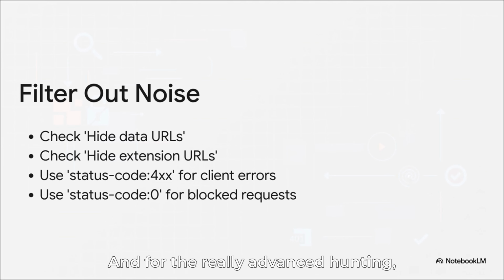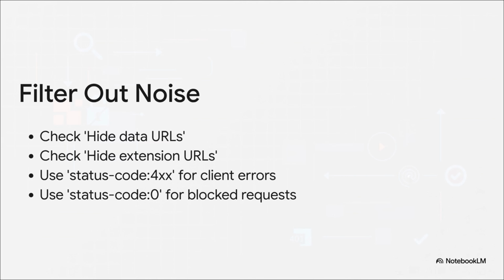And for the really advanced hunting, you can use queries directly in the filter bar. Typing status code 4xx finds all your client errors instantly. Or try typing status code 0. That's actually a unique identifier for requests that were blocked before a connection was even established, which usually points right to a security policy issue.